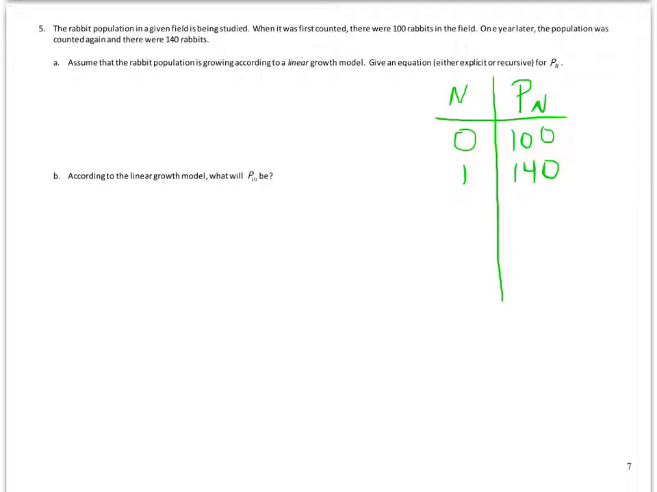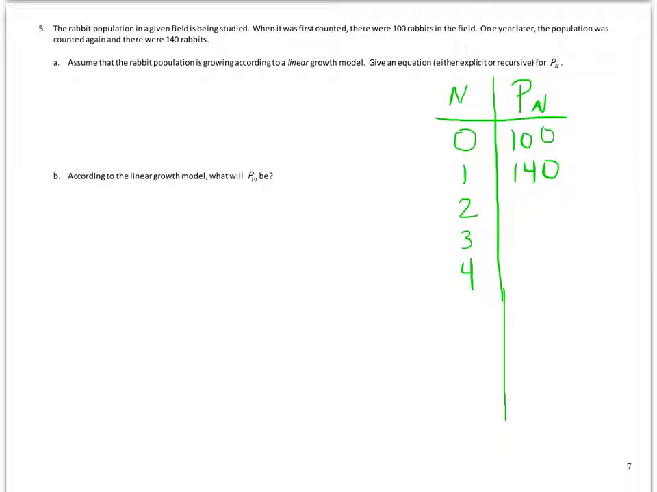Okay, so now I want to figure out an equation for Pn, and eventually I want to figure out what P10 is. So I want 2, 3, 4. If I can get a few more years, maybe I can see the pattern. So part A tells me to assume that the population is growing according to a linear model.